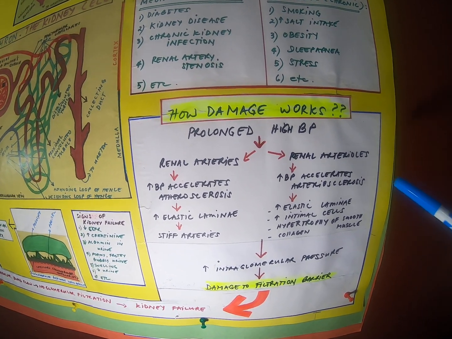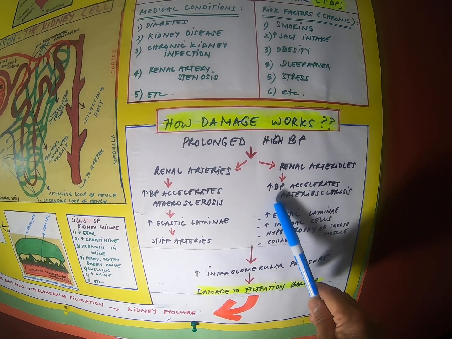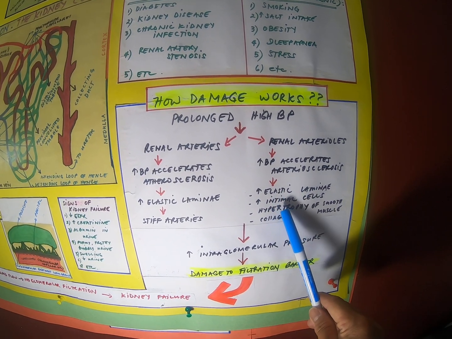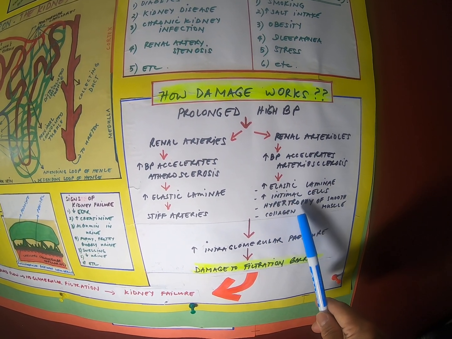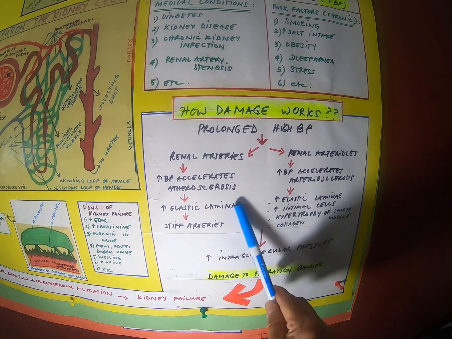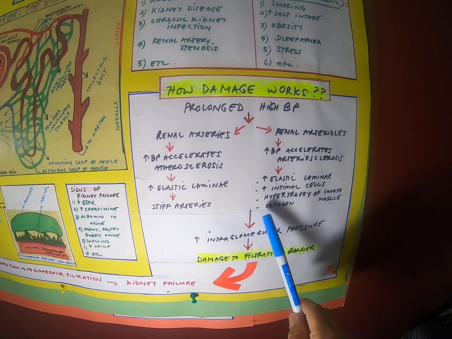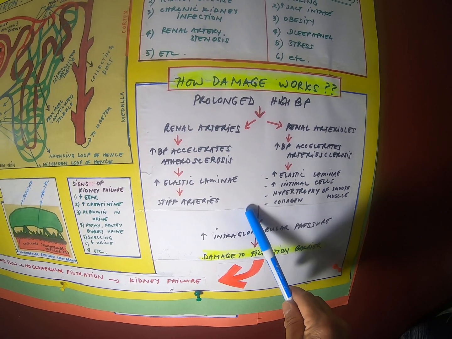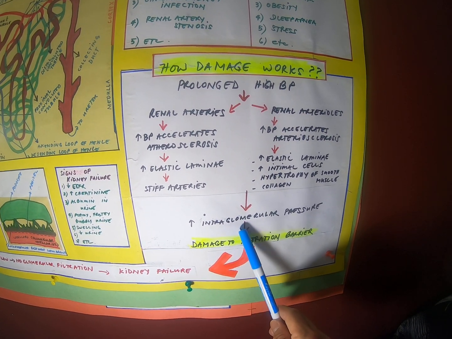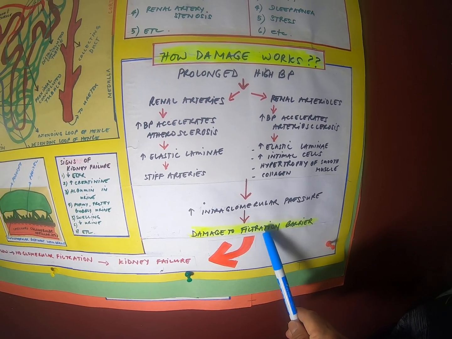The smaller arteries, or the arterioles, have arteriosclerosis that becomes worse because of increased blood pressure. Also, increased elastic laminae. There are increased intimal cells, hypertrophy of smooth muscles, and collagen. So besides having stiff arteries, they're also prone to clogging up or closure. So with the stiff arteries, the pressure is high. We have increased intraglomerular pressure, and that eventually will damage our filtration barrier.